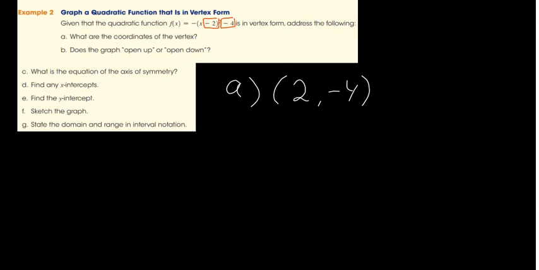Okay. B, does the graph open up or down? Okay. Well, looking at the function, we see we have a negative out front. So this tells me that we're going to be opening down.